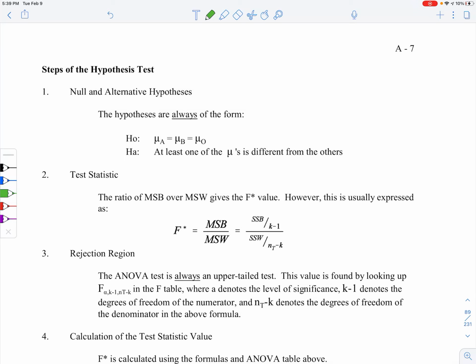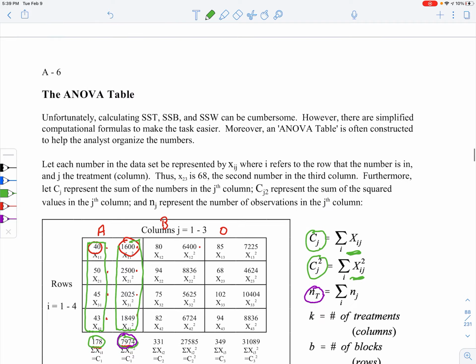Hey class, welcome. We're taking a look at our third video in Unit A, which is talking about how to actually do the hypothesis test then for an Anova problem. So let's take a look at our tree example, and I'm just going to take us back to where we first saw that.